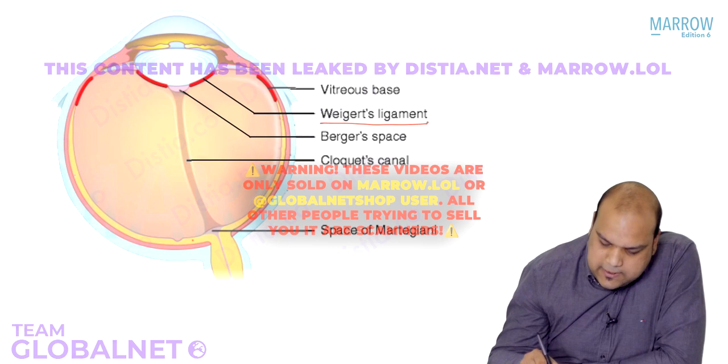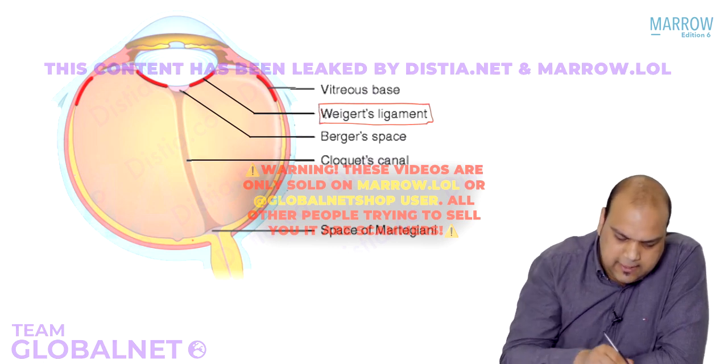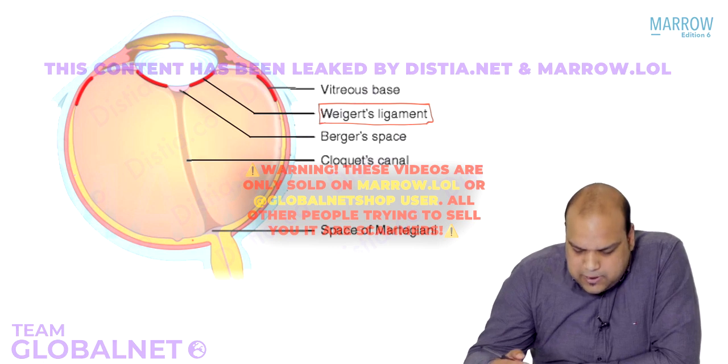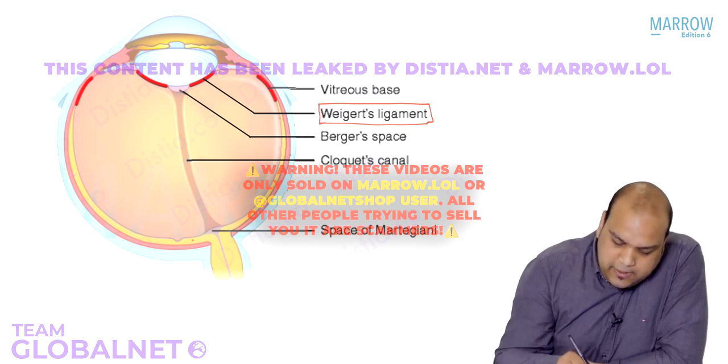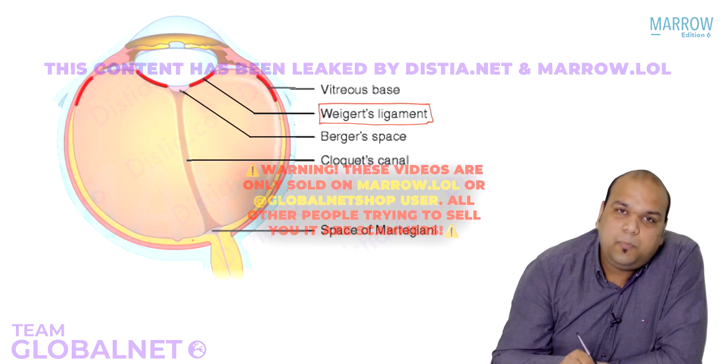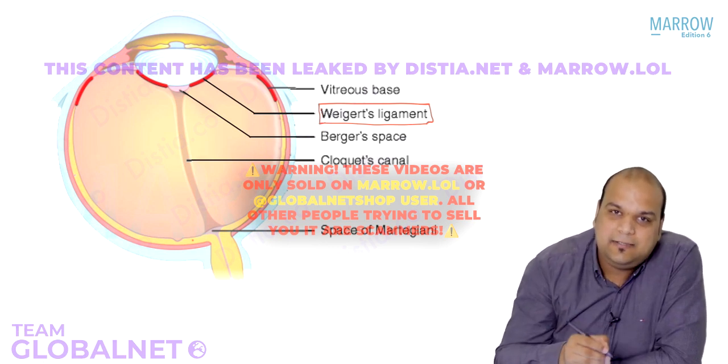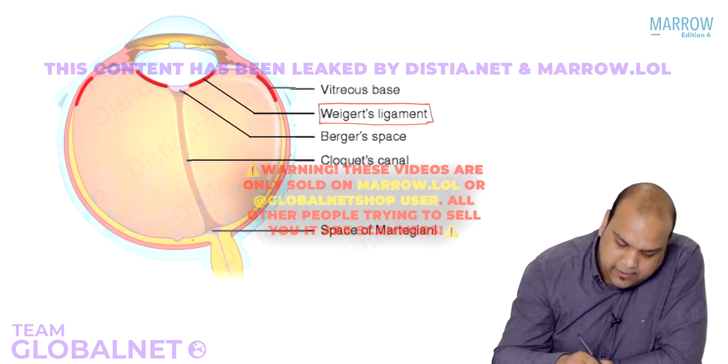Weigert's ligament. That is what we want to discuss here. So what is Weigert's ligament, guys? As we should be able to see in the image, the posterior surface of the lens is actually touching, or I can say attached to, the anterior surface of the vitreous. This is the vitreous. This is the lens.